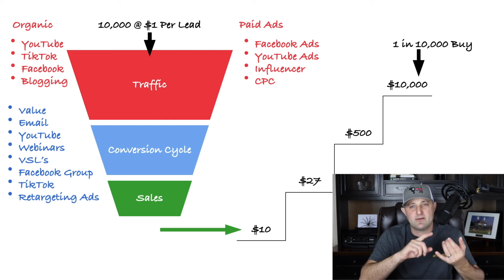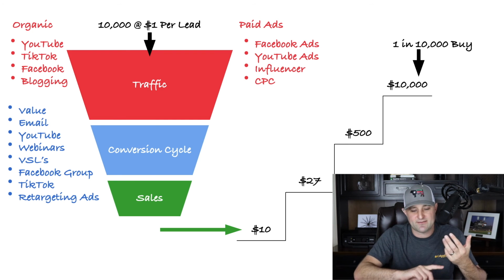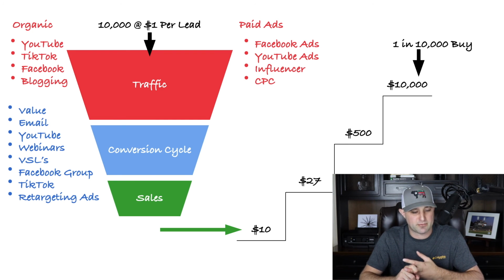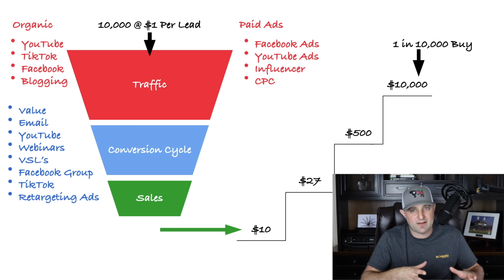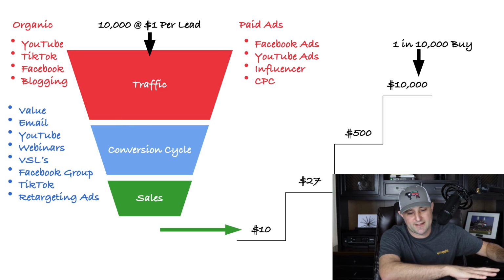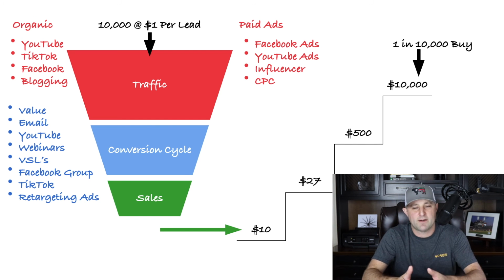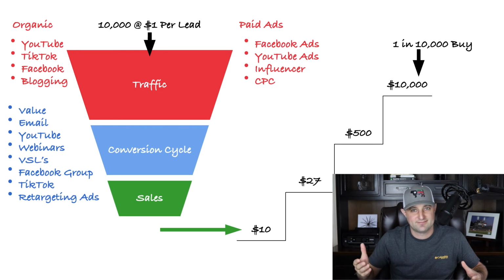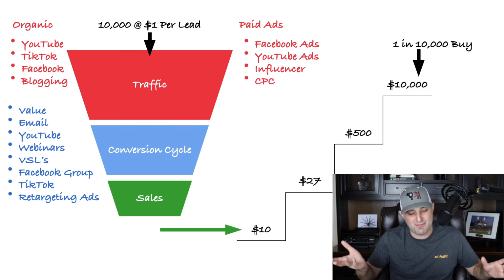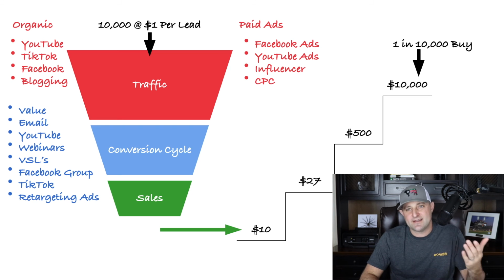And what that means is everybody who bought a $10 product, everybody who bought a $27 product, everybody who bought a $500 product, and everyone who bought our email list that's going to buy something else that we're offering later on down the road, that's all profit, because the one person out of 10,000 who buys the $10,000 product, they paid for all our ads, right? Email marketing is basically free. So that's how the whole thing works.